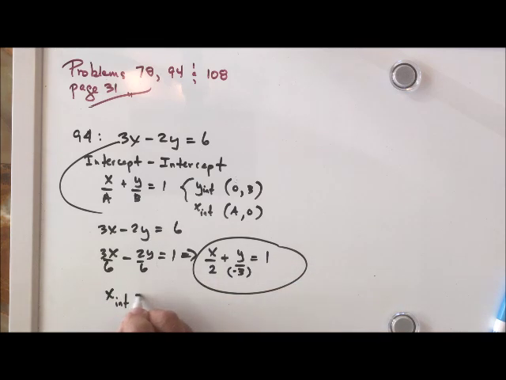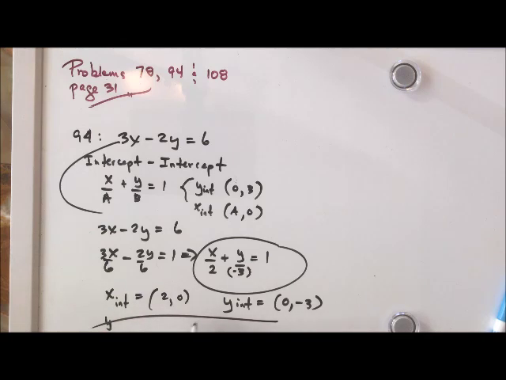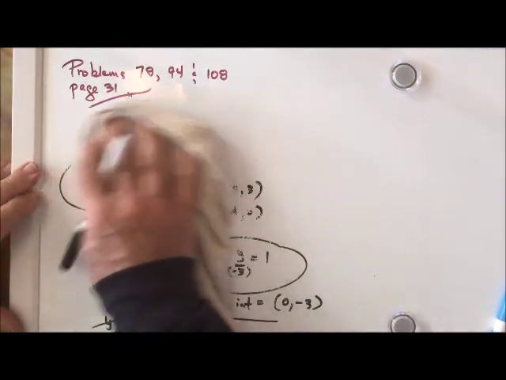The x-intercept is the point (2, 0). The y-intercept is the point (0, -3). All good. Final problem is problem 108.